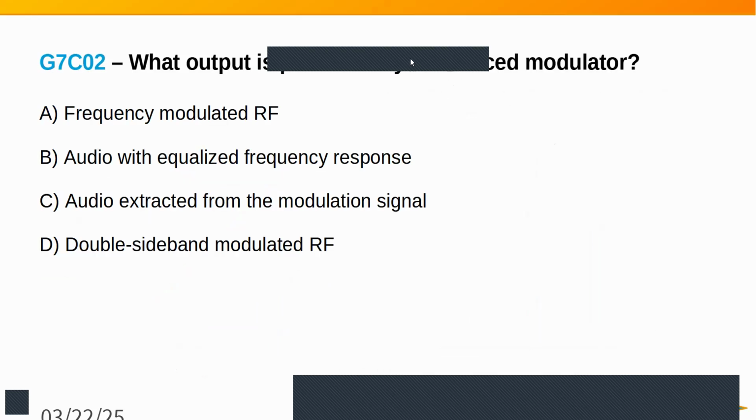Okay, so what output is produced by a balanced modulator?